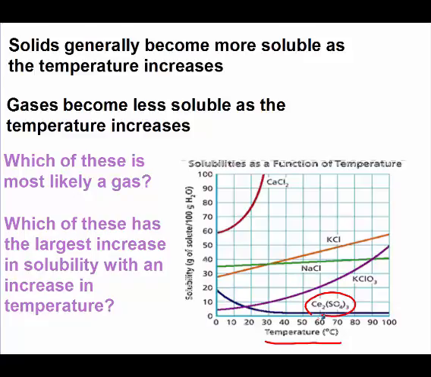Which of these has the largest increase in solubility with an increase in temperature? So we're looking for the one with the largest slope. If you said calcium chloride, you are correct. Notice it has the largest slope in any given amount of time.